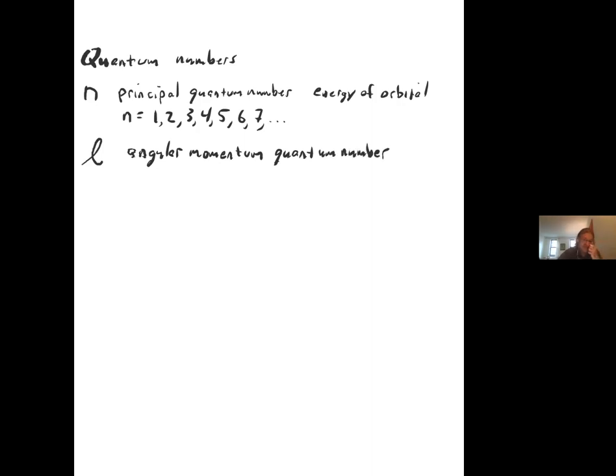Okay, and what does this do? It tells us the shape of the orbital. Its possible values are 0, 1, 2, 3, 4, 5, 6, but it has a maximum value of n minus 1. It can never be as large as n. So let's say n is 6. l could be 0, 1, 2, 3, 4, 5. n minus 1 is 6 minus 1, that's 5. So the highest it could be is 5, but it could be 0 or 1 or 2 or 3 or 4.